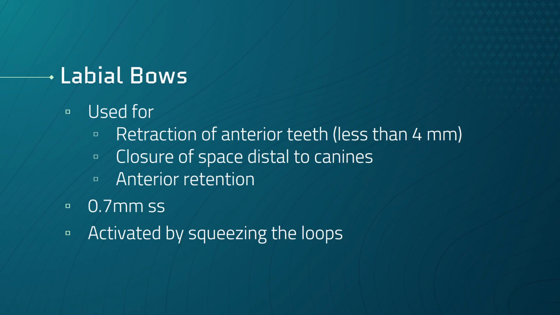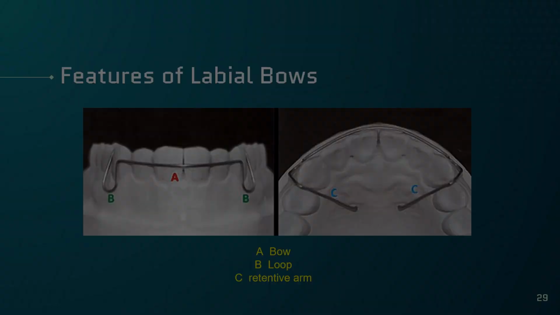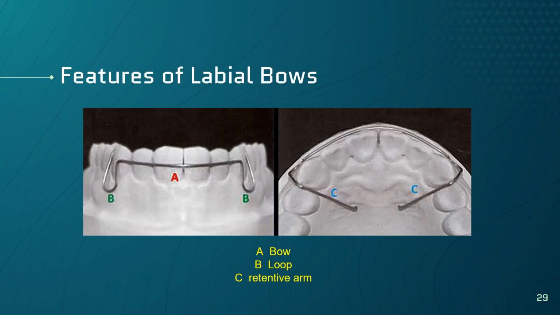Now, labial bows. Labial bows are used for retraction of anterior teeth. In other words, a reduction of overjet, closure of space distal to canines, for example, extraction spaces of first premolars, and also used for anterior retention of the removable appliance. They are made from 0.7 millimeter hard stainless steel wire and the bow is activated by squeezing the loops. Now, the labial bow consists of a bow obviously, and it has two loops and two retentive arms.